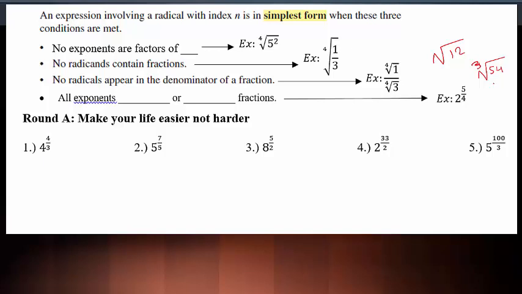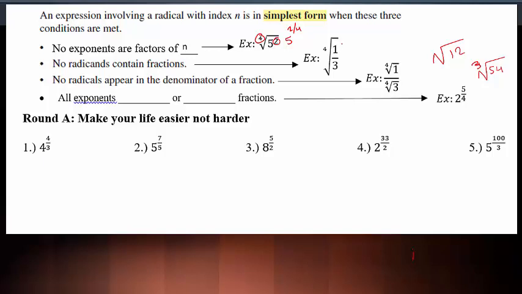So there's some basic rules we can follow. Number 1, you don't want your exponents to be factors of your index. And what I mean by that is this inside number should not be reducible with this outside number. And the reason that's the case is this is the same thing as 5 to the 2/4. And obviously 2/4 can reduce to a half.